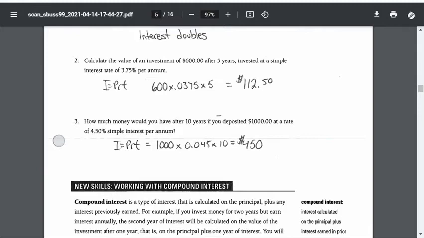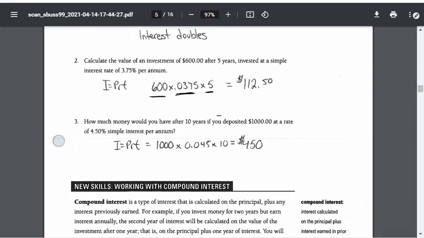What's the investment of $600 after 5 years with that rate? So there's your principal, 600. Change your percent to a decimal right there, and then how long you're going to do that? 5 years. Since it's happening every year, you're going to get 5 years of that. So you multiply it out and you get $112.